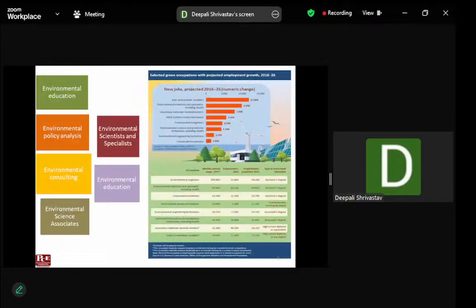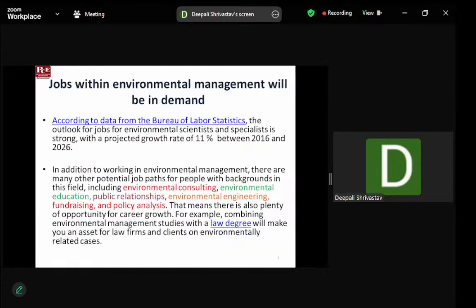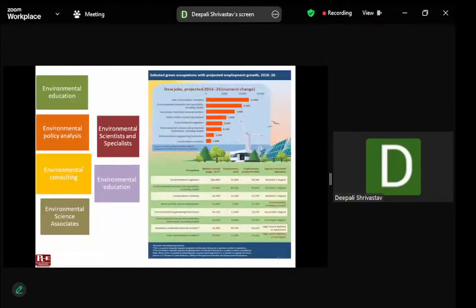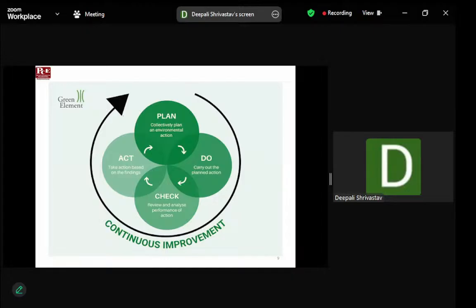And in the parallel vertical, which is ILOC 386, in which you study industrial regulation and laws, you can also contribute to bigger firms and clients who have environment-related issues. So these are the general projections of new jobs and projected new numbers for environmental managers. The positions can be environmental scientist and specialist, environmental science associate, environmental consulting, environmental policy analyst, and environmental education. It's a proper cycle where plan, do, check, act goes on, because there will be resource utilization, emission, waste reduction, and the cycle goes on.